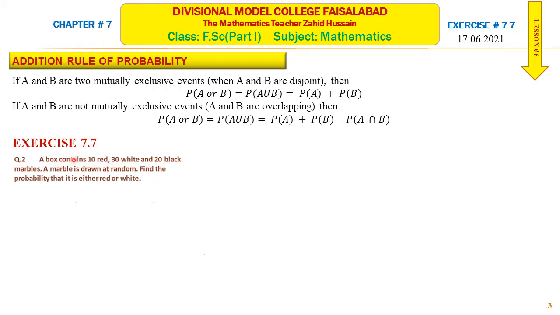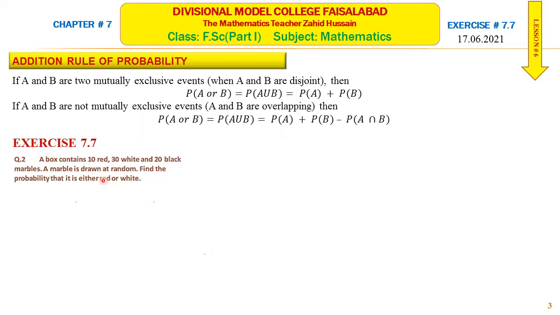A box contains 10 red, 30 white and 20 black marbles. A marble is drawn at random. Find the probability that it is either red or white. Look, there are two events. One event is that the marble is red, or the marble is white. So there is the word or between two probabilities.